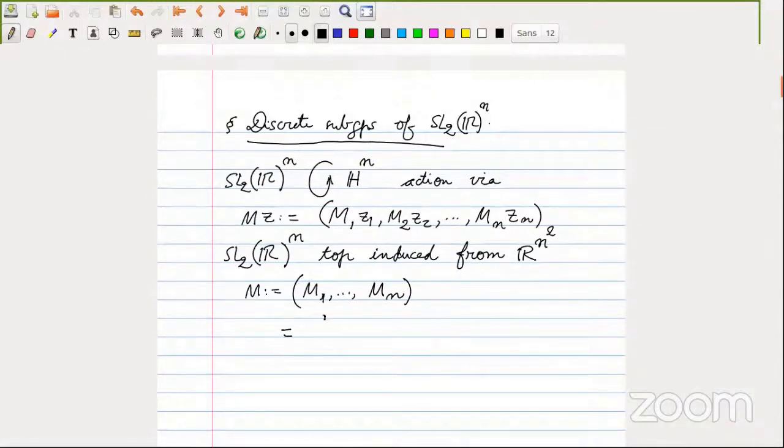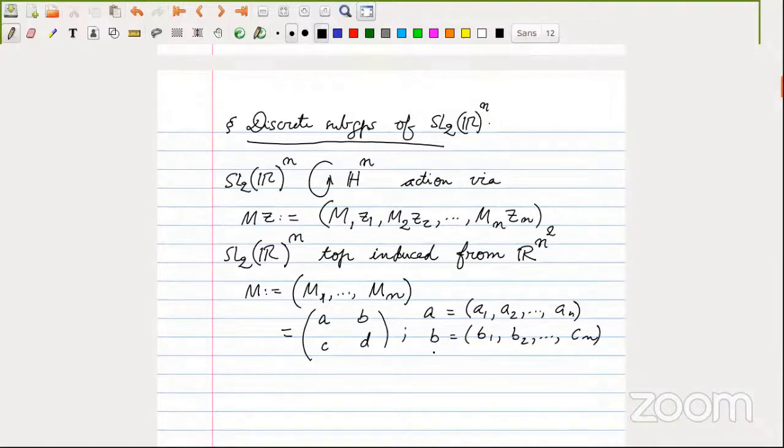I can also write this as A, B, C, D. Remember, we are dealing with n coordinates of matrices here. So A is equal to A1, A2, and so on up to An. B equals B1 up to Bn, C is equal to C1 up to Cn, and D is D1 up to Dn, like this.